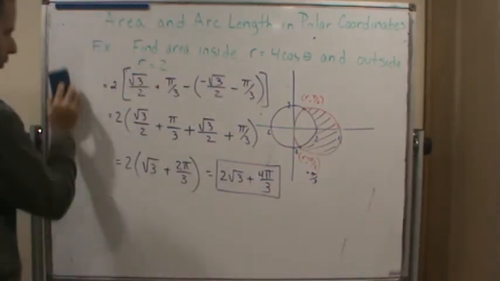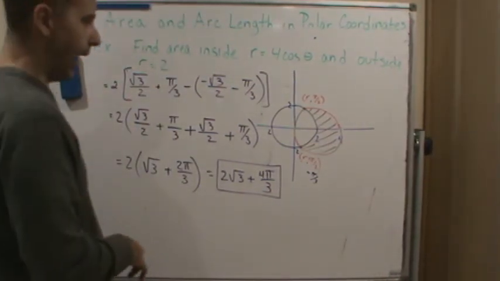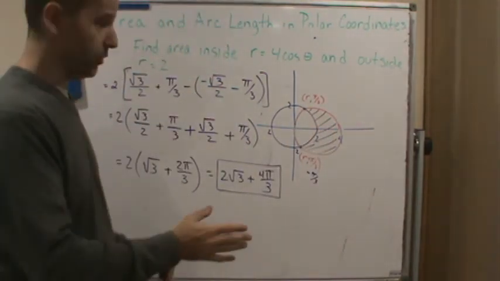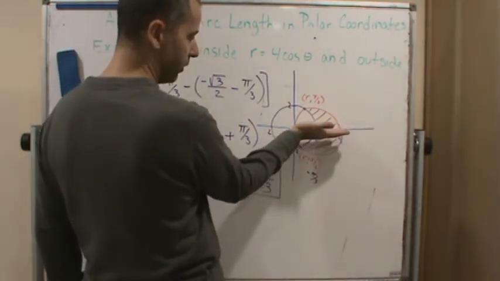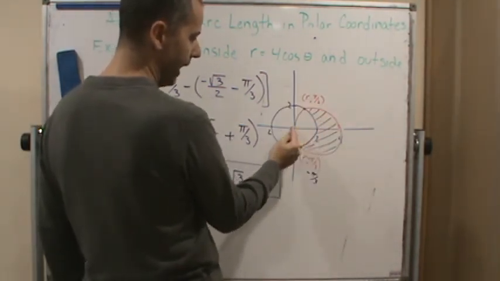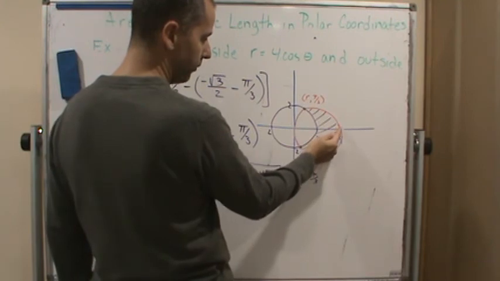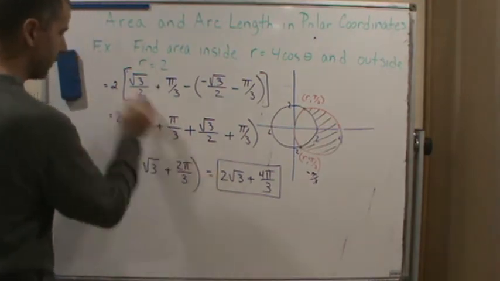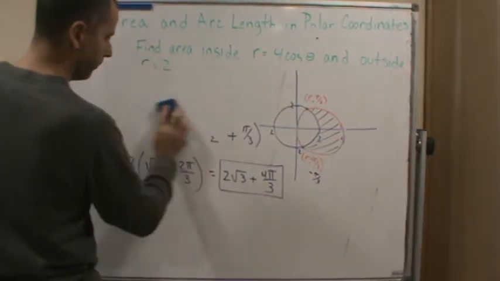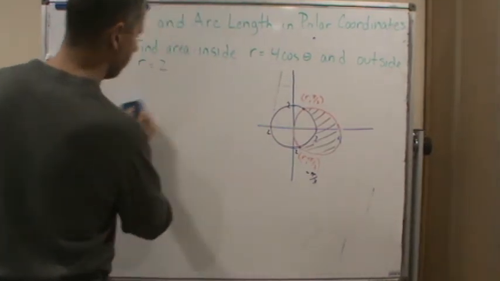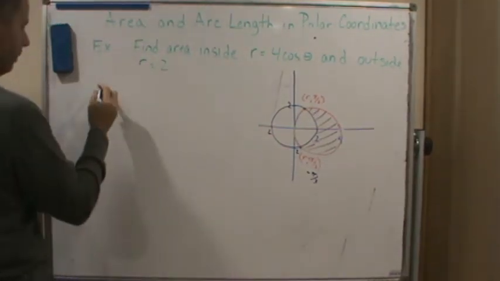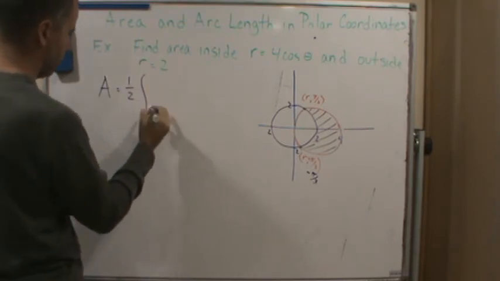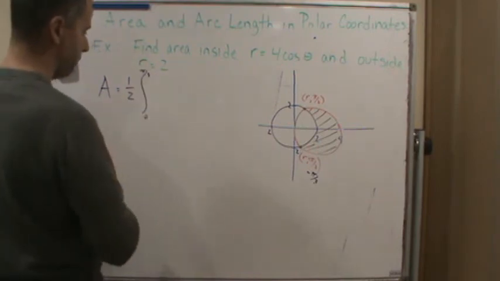Okay, now that's what I got by doing that. Now there's another way I could do this and let's see if we get the same answer. I could just go from 0 to pi over 3, because it's symmetric. Remember, see the symmetry? So this is symmetric with respect to the polar axis. So I could take the area from 0 to pi over 3 and double it. So let's do that and see if we get the same thing.